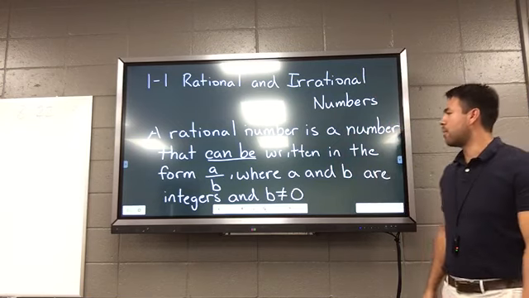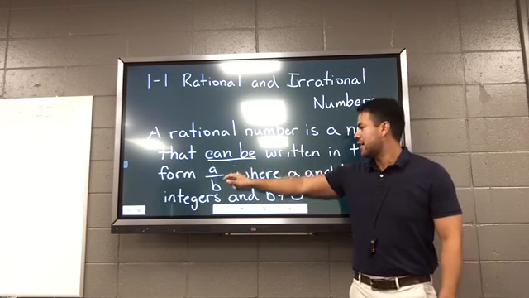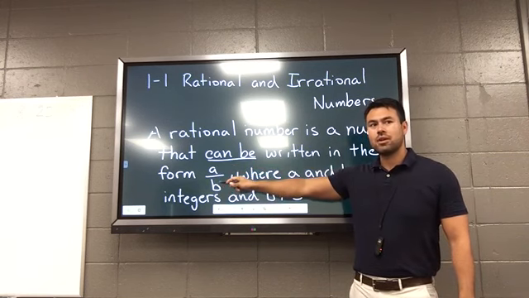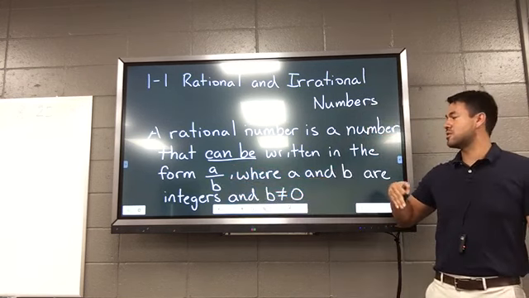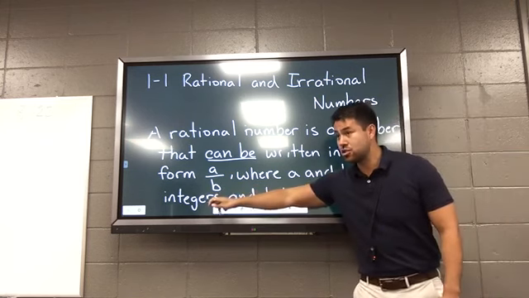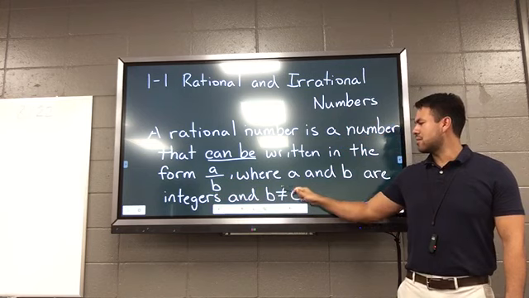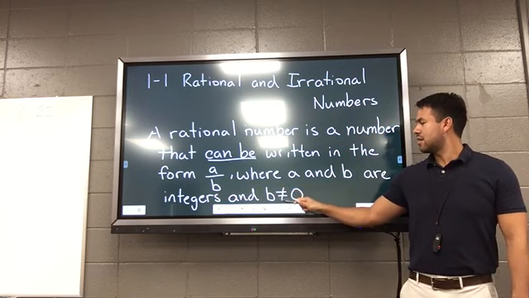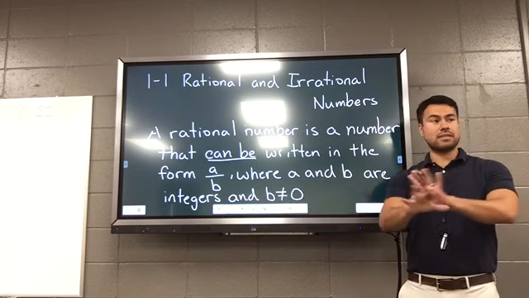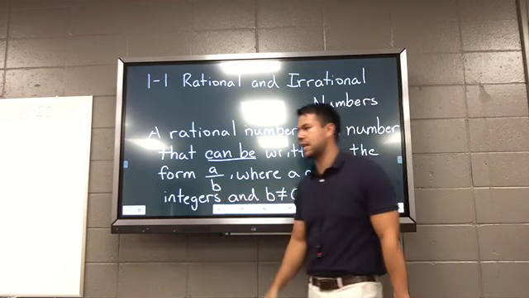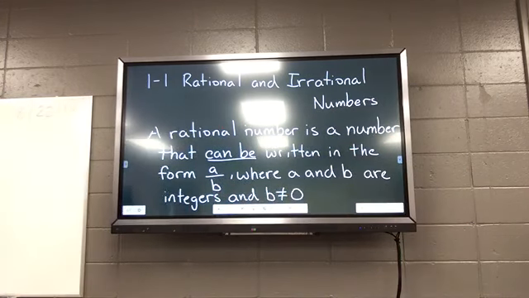That's a critical part. And then A and B have to be a certain type of number. What type of numbers do they have to be? Integers. And we'll talk about those in just a minute. And B, what does that little symbol mean? Not equal. Not equal to 0. Cannot be 0. This denominator just cannot be 0. It makes it a different type of number.